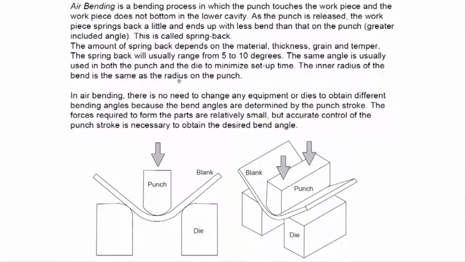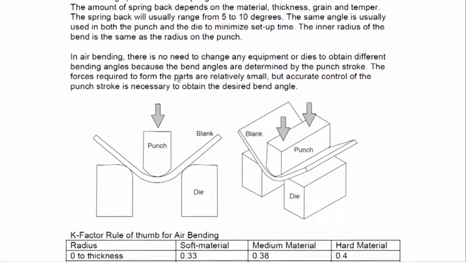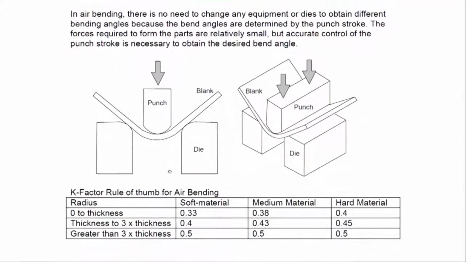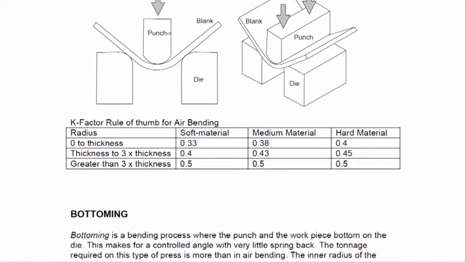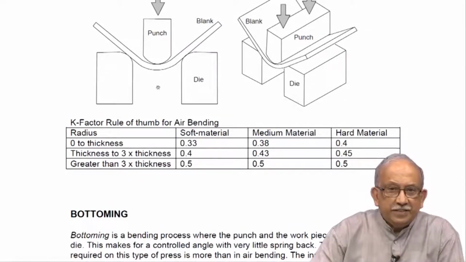So as I have told you about it, what exactly is air bending? In air bending, there is no need to change any equipment or dies to obtain different bending angles. What is done is, you see this top and bottom, you have two dies and then you see the radius here, and then as it moves inside and comes back, you end up with soft material, medium and hard material. What is the K factor? As you make the punch move down a little, you can get more or less of the included angle.